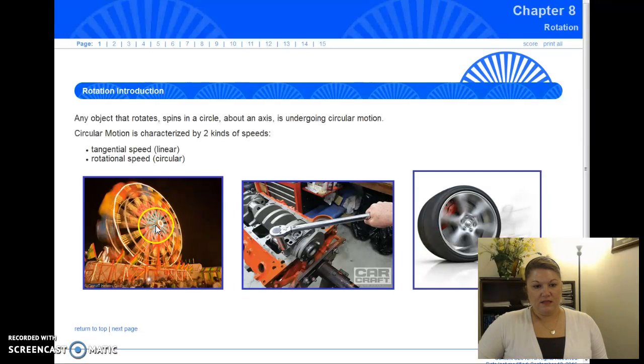Right here is its axis. On a torque wrench, right here is the axis and it spins this way. Tire on your car, there's the axis and it's spinning. Circular motion depends on two types of speeds. Tangential, which we know as linear speed, which is what we've talked about all up until this point. And now we're going to introduce a new one, rotational speed.